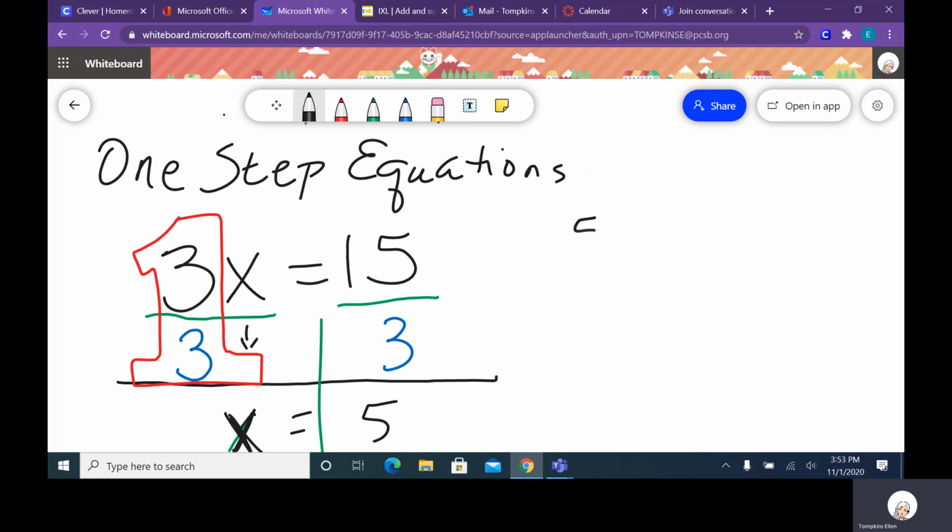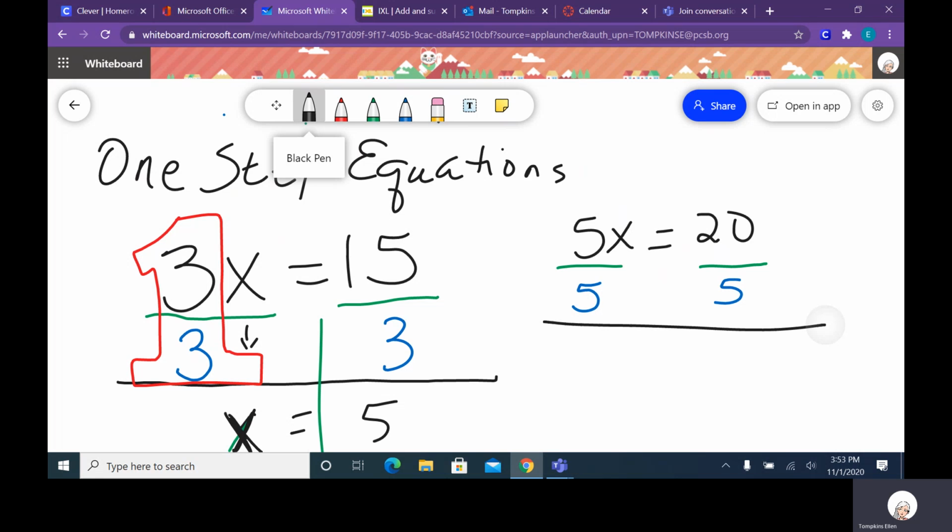So if I had another one, 5x = 20, I would divide, because those are multiplying together, so I'm going to undo it with division by the number that's hanging out with my variable. These are going to cancel out, so I'm just going to slash a line through them rather than draw the one like I did. And x will equal 4. Okay? These ones are pretty nice.